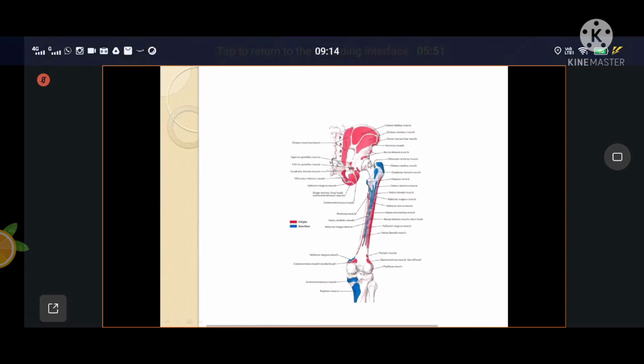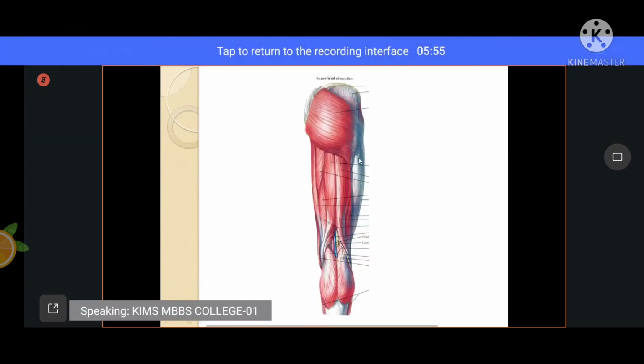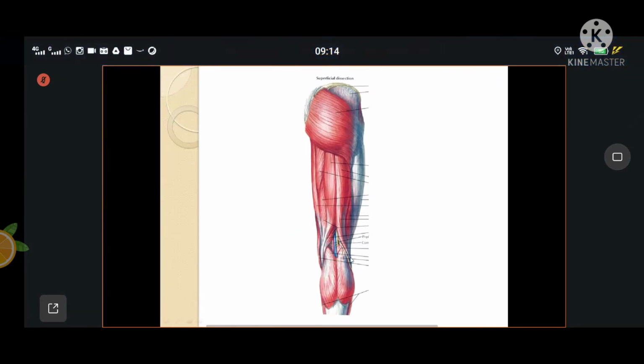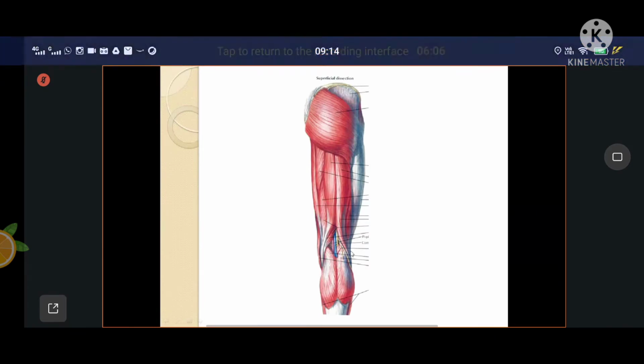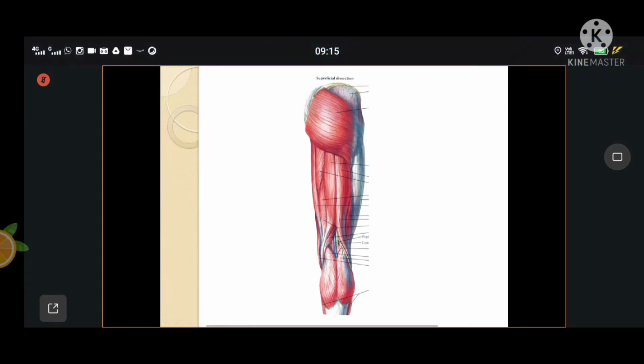And 75% of the gluteus maximus muscle gets inserted into the iliotibial tract. And this iliotibial tract is attached to the Gerdy's tubercle present on the upper end of the tibia. Right? So this is about the origin and the insertion of the gluteus maximus muscle.